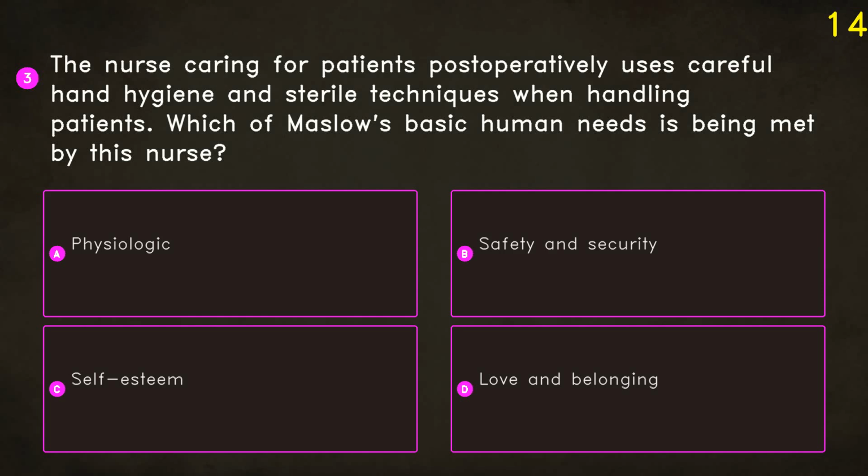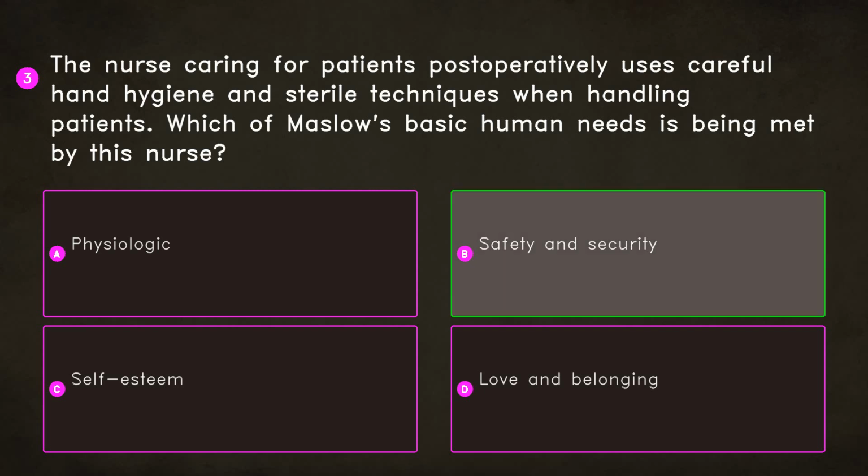Question 3. The nurse caring for patients postoperatively uses careful hand hygiene and sterile techniques when handling patients. Which of Maslow's basic human needs is being met by this nurse? A. Physiologic. B. Safety and security. C. Self-esteem. D. Love and belonging. The correct answer is safety and security.